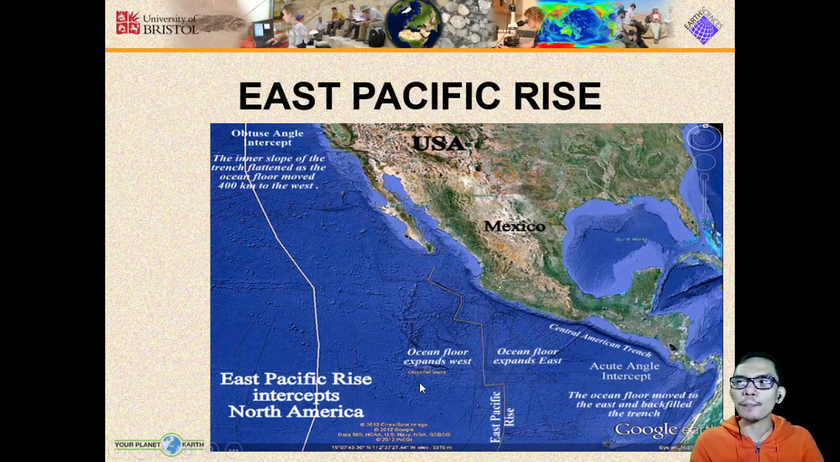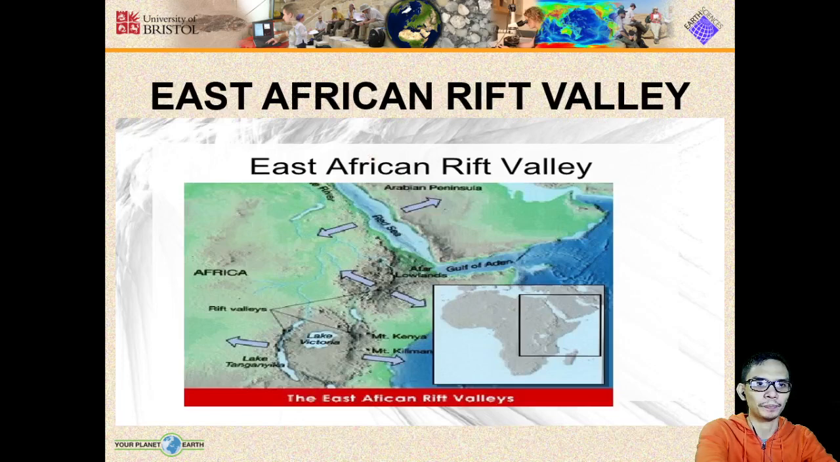All right, so next, another example of a divergent plate boundary is the East Pacific Rise, which is located south of Mexico. This East Pacific Rise extends into the Pacific Ocean, down to the part of Mexico over here, the Baja California. So this is an example of a divergent plate boundary.